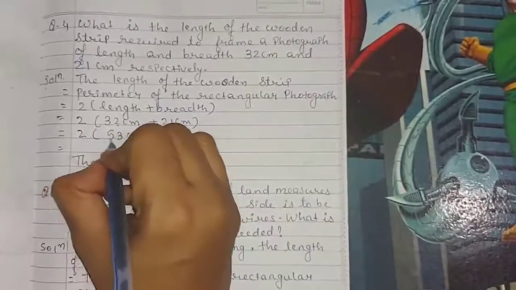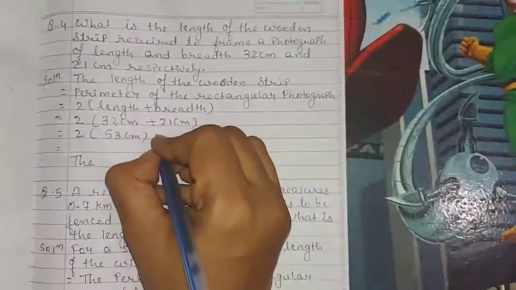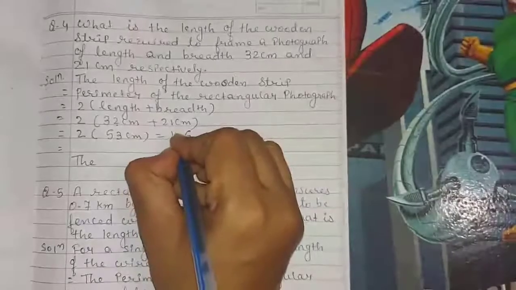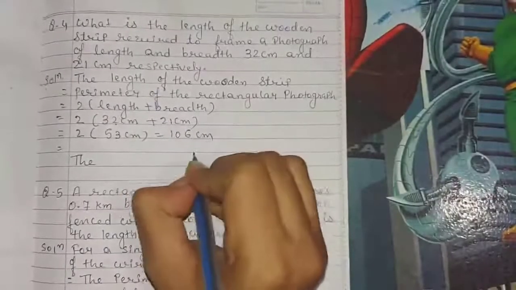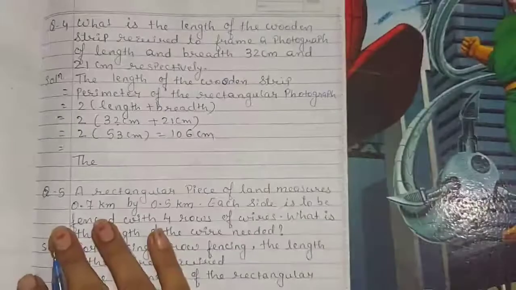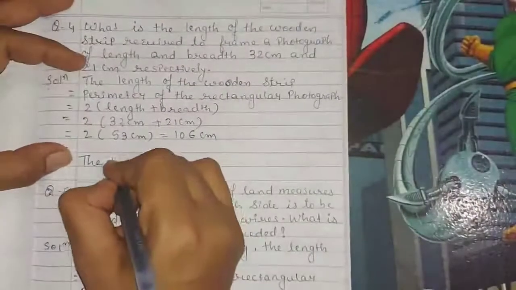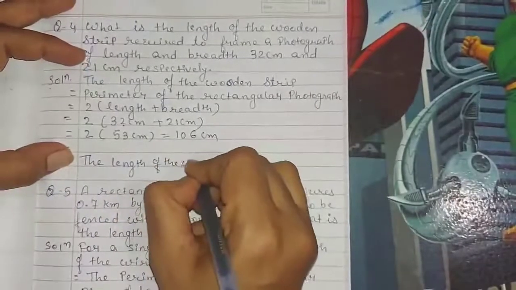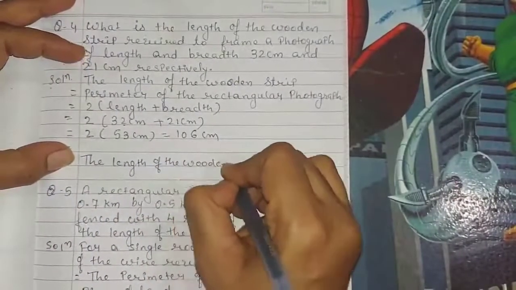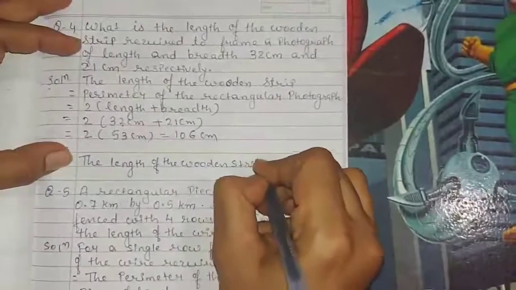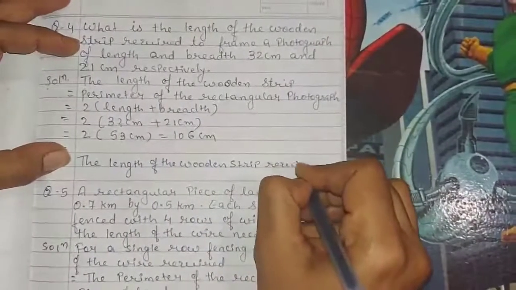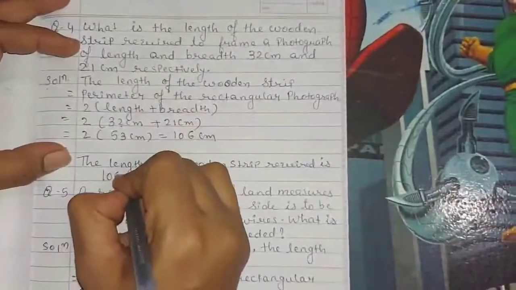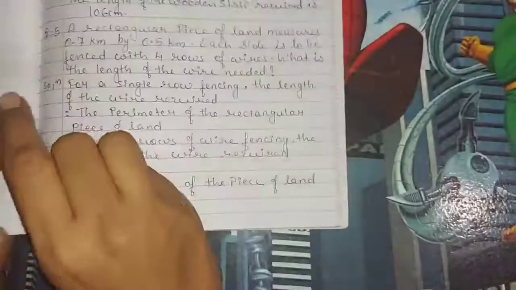Now if we multiply 53 by 2, then 3 2s are 6, 5 2s are 10, so 106 centimeter. So the length of the wooden strip required is 106 centimeter. Question number 5.